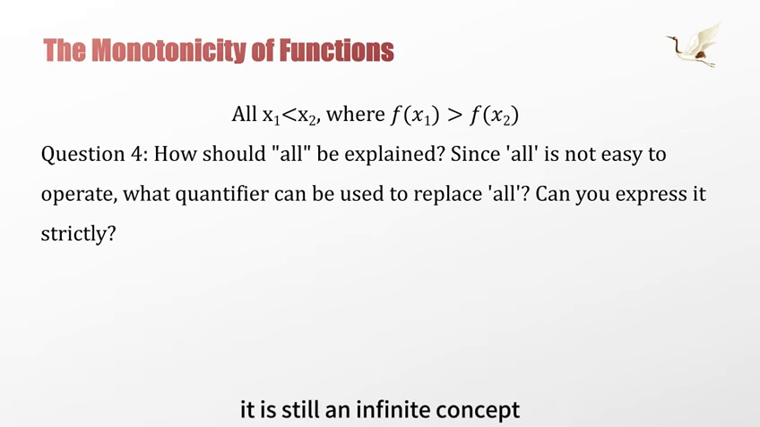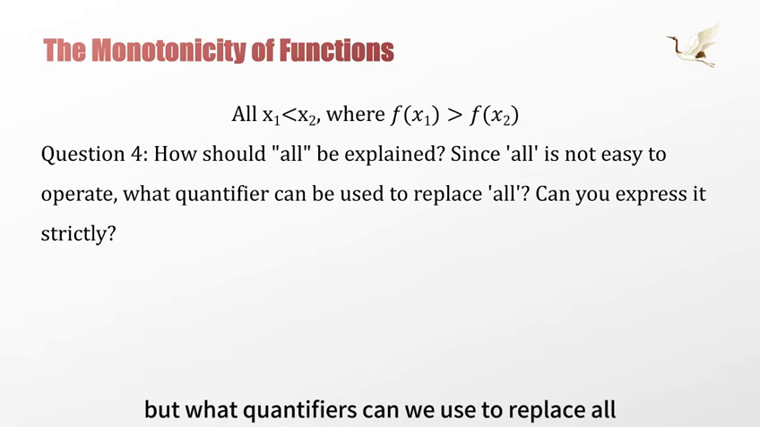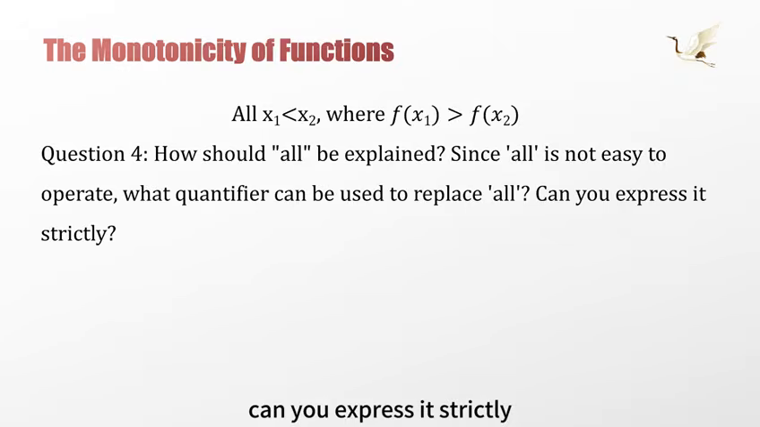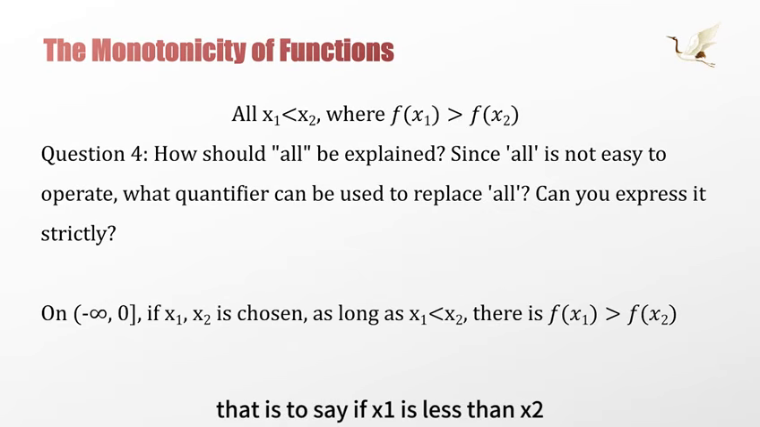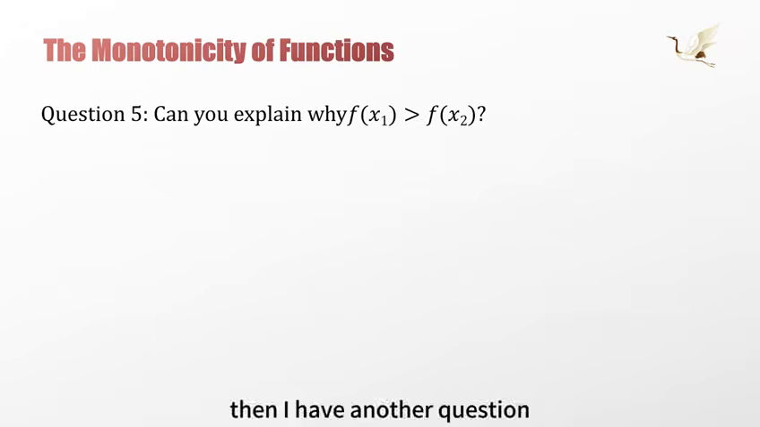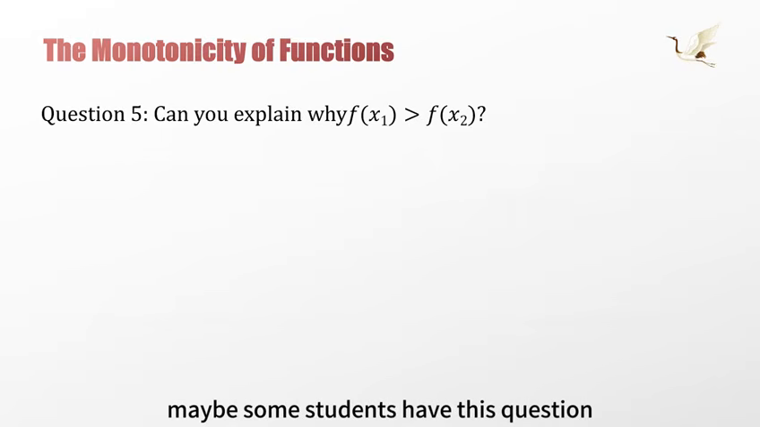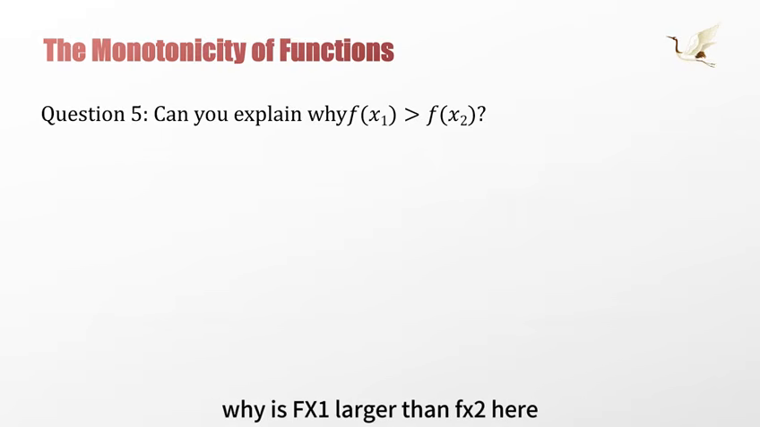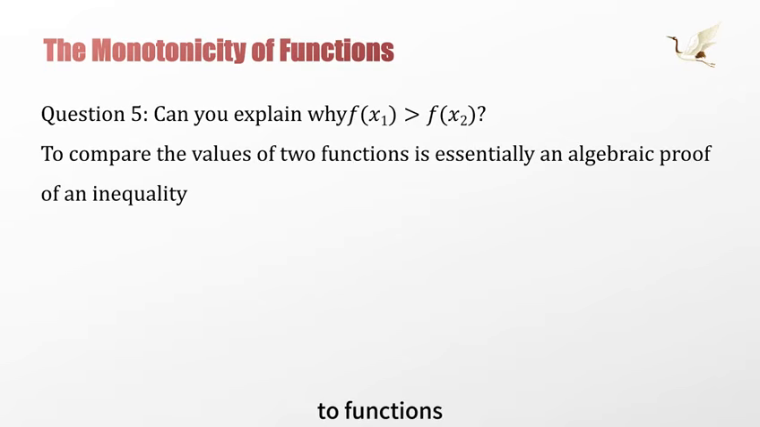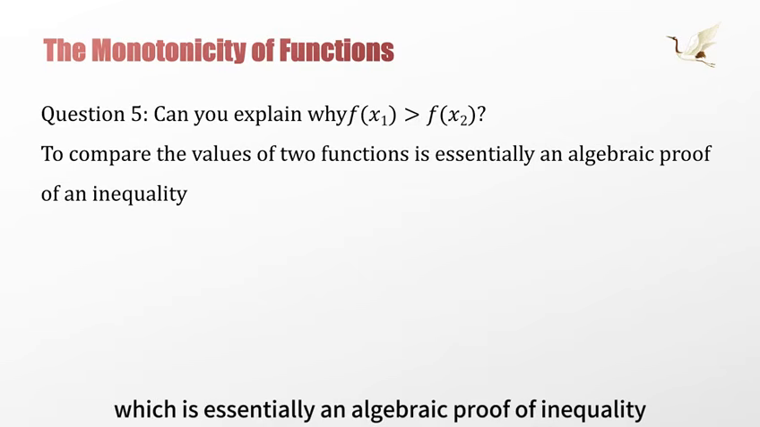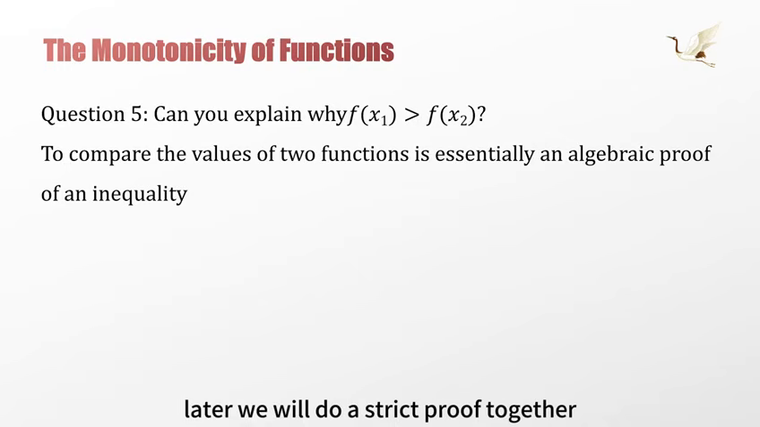It is still an infinite concept, and we still cannot operate one by one, but what quantifiers can we use to replace all? Can you express it strictly? We can replace everything with anything. That is to say, if x1 is less than x2, f(x1) is greater than f(x2). Then I have another question. Maybe some students have this question. Why is f(x1) larger than f(x2) here? At this time, it is necessary to compare the values of two functions, which is essentially an algebraic proof of inequality. Later, we will do a strict proof together.